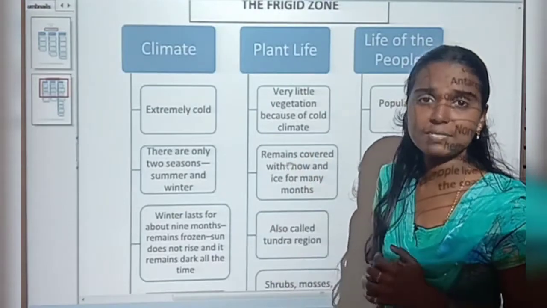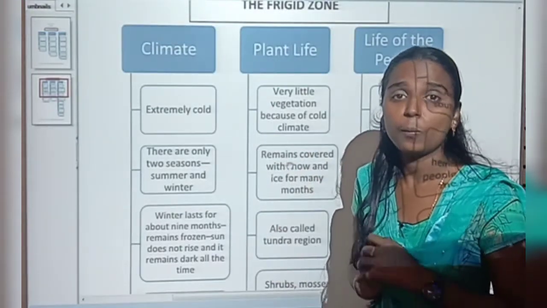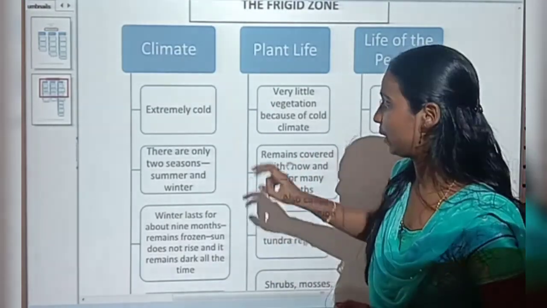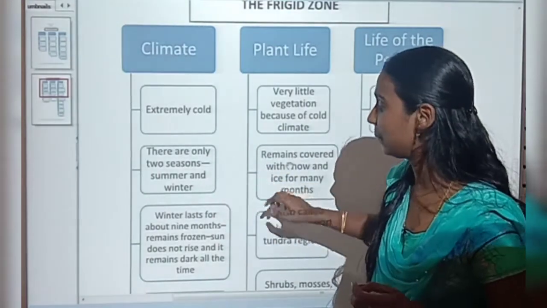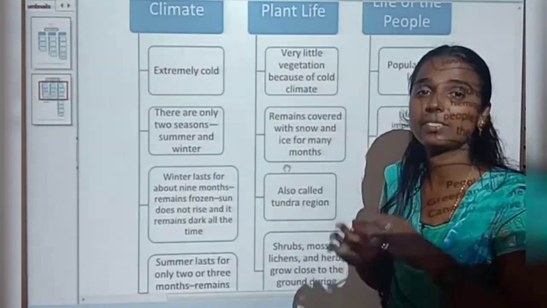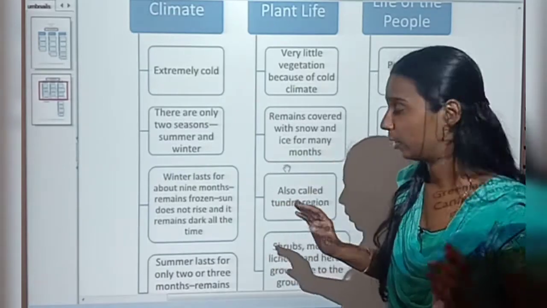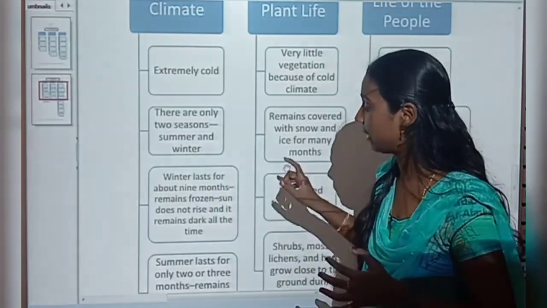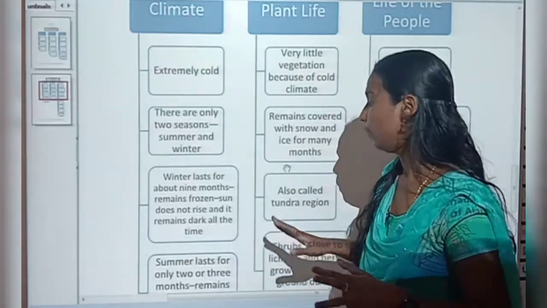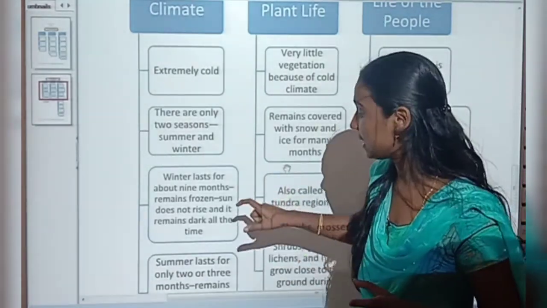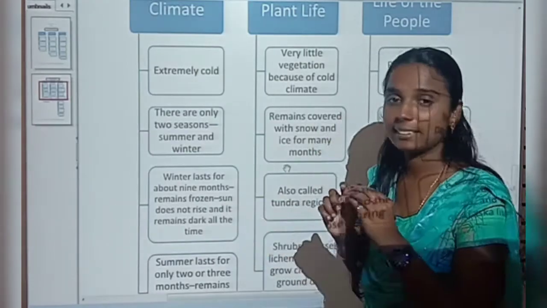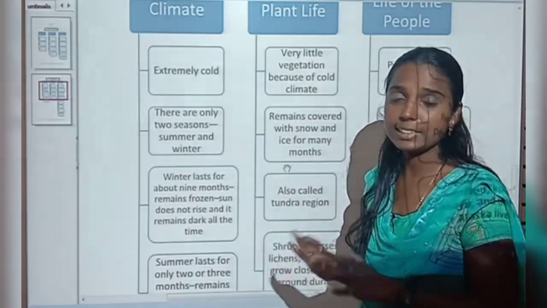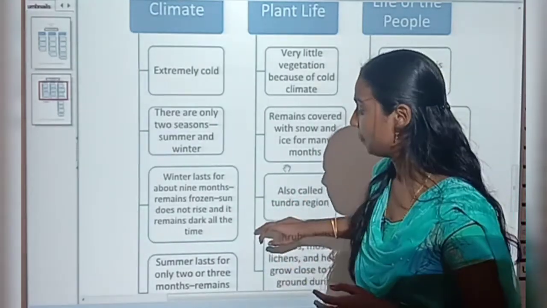What are the two seasons we can see in the frigid zone? Only summer and winter. And how is the winter? Winters are very long. Winter lasts for about 9 months and it remains frozen. And the important point is the sun does not rise and it remains dark all the time. The sun will not rise during this winter season.